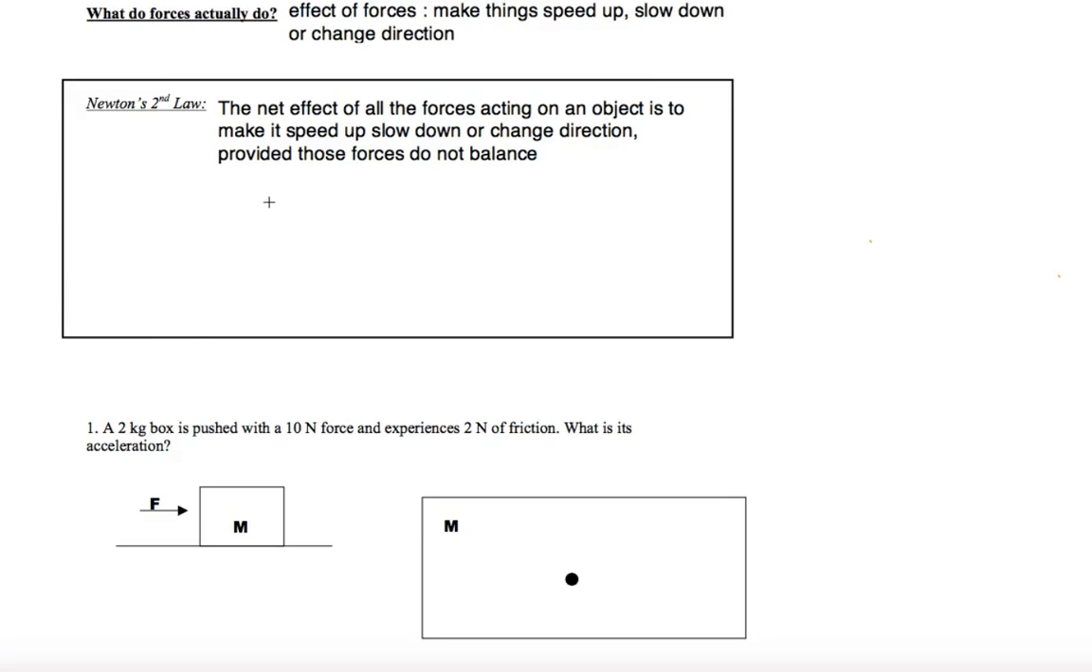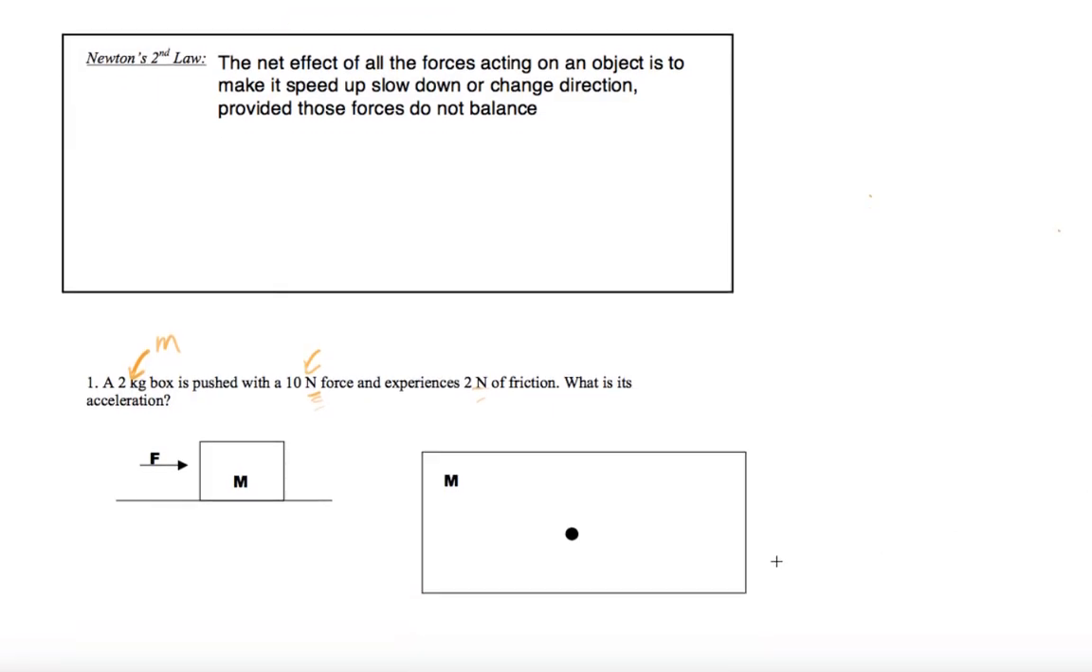So we have a 2 kilogram box pushed with 10 newtons of force, and it experiences 2 newtons of friction. What is its acceleration? So let's label a couple things. Kilograms is what we measure mass in. This is the applied force that's measured in newtons. That's the unit. Same here, we got a little friction force. So let's go ahead and draw the free body diagram and use that to construct the mathematical solution to this problem where we want to figure out the acceleration.